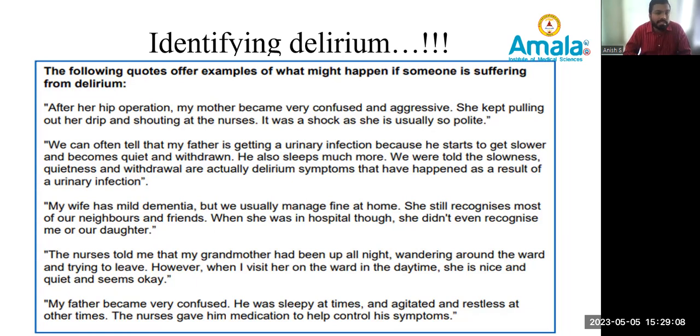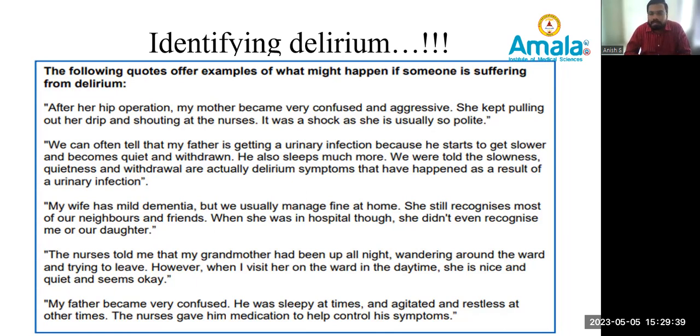So hospitalization for dementia patients, when they get admitted for infections or any other medical problems, that itself can precipitate delirium. The nurses told me that my grandmother had been up all night wandering around the ward and trying to leave. However, when I visit her on the ward in the daytime, she's nice and quiet and seems okay. So delirium has something called the dawn effect, or sundowning phenomenon. That is, the delirium becomes worse at night.